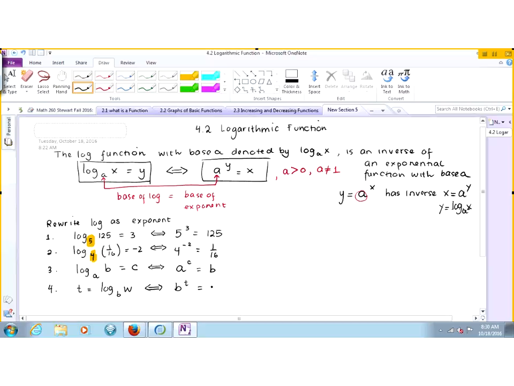What is it? B to the C is equal to W. Okay, so this is doable? Now, what about if you rewrite the exponent as a log?